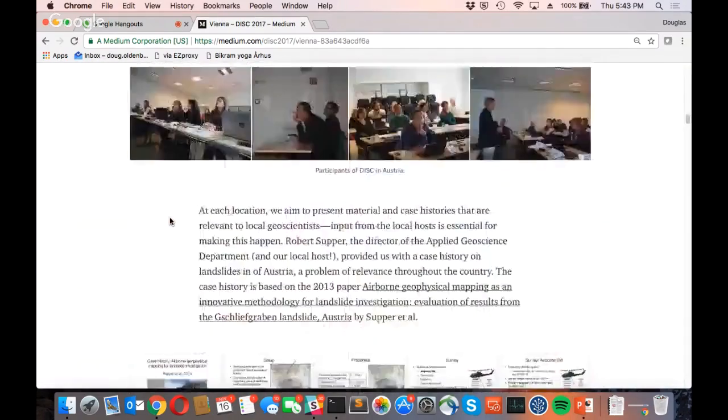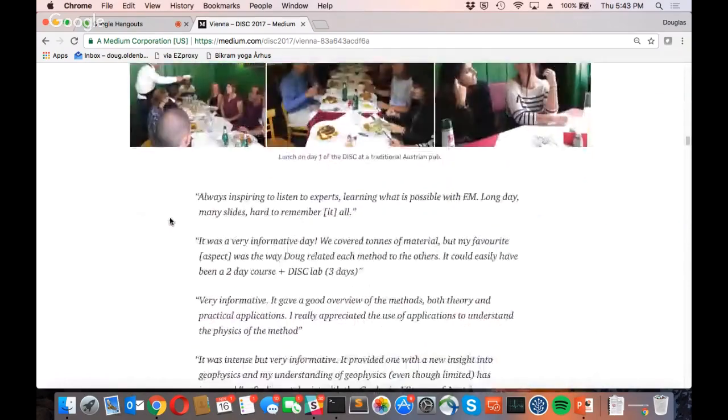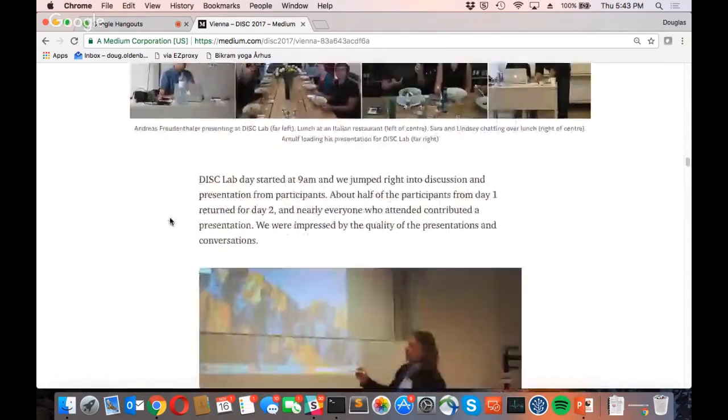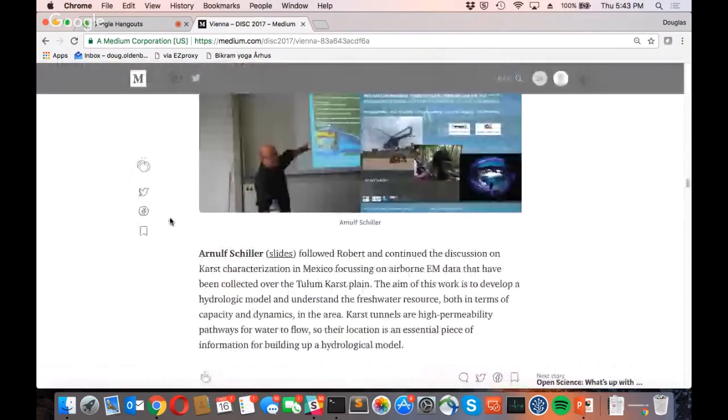So there's a lot there with landslides. They've got their own airborne EM system. And so some people were talking about that. There's a case history that they were talking about actually looking for karst structures in Mexico. So it's a really interesting way to get a bit of a picture of what's going on worldwide with EM. And so we've been trying to capture that as we go. And so that's what we'll be doing tomorrow. So feel free to check it out and you can see what we've been up to there.